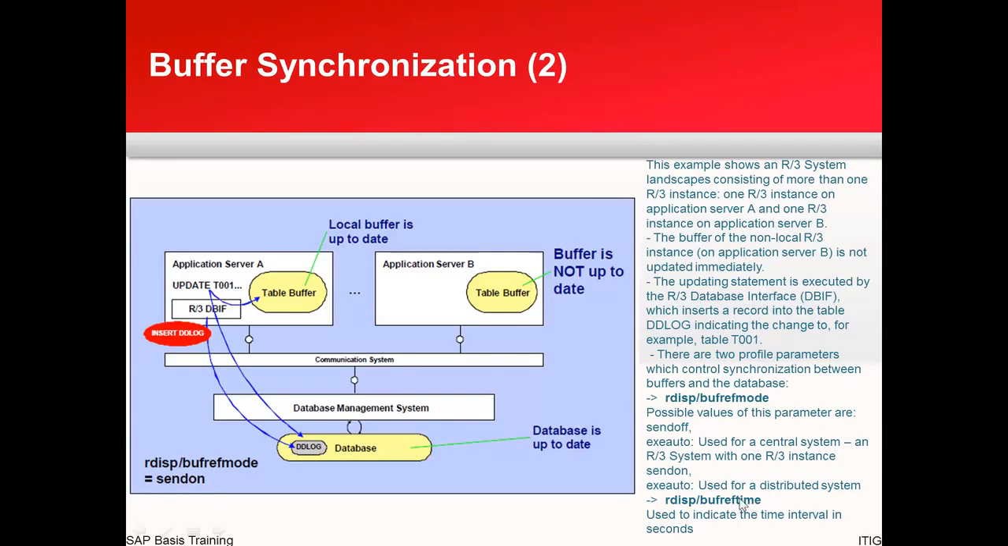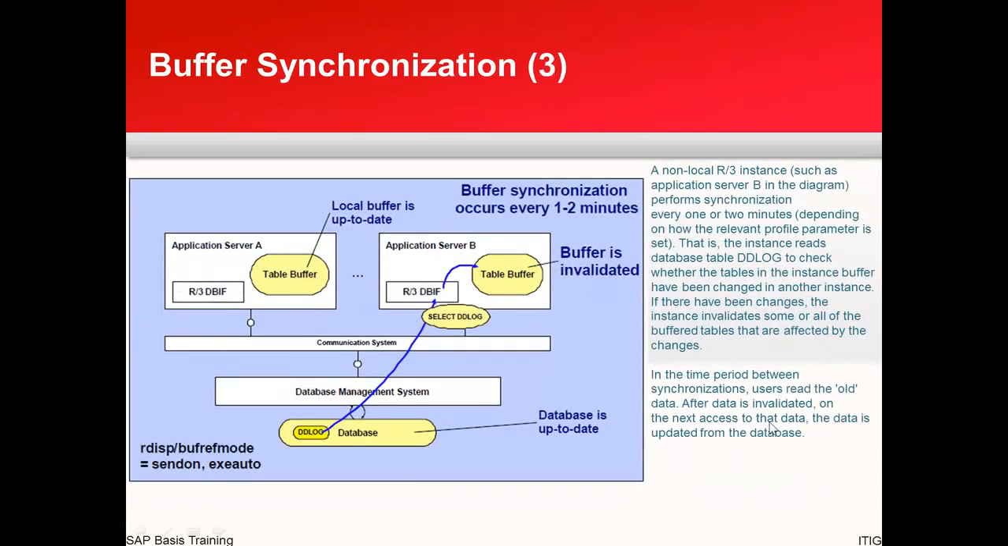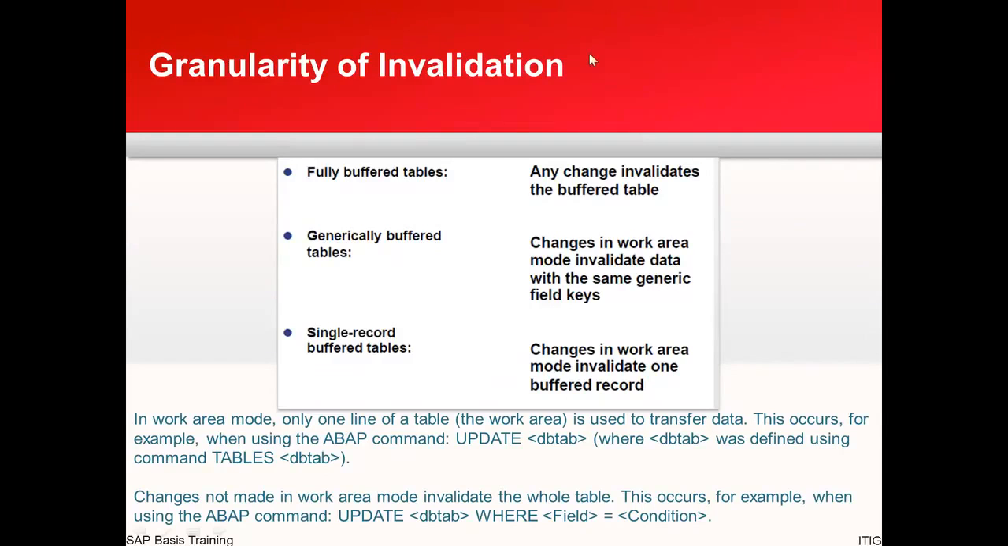Okay, for a distributed system, you have rdisp/buffer time. Let's go to the next slide, where you have buffer synchronization occurring every 1 to 2 minutes. Local buffer is up to date, buffer is invalidated. Granularity of invalidation: for fully buffered tables, any change invalidates the entire table. Generic buffer tables, changes in work area mode invalidate data with the same generic key field. Single record buffer table, changes in work area mode invalidate one buffered record.